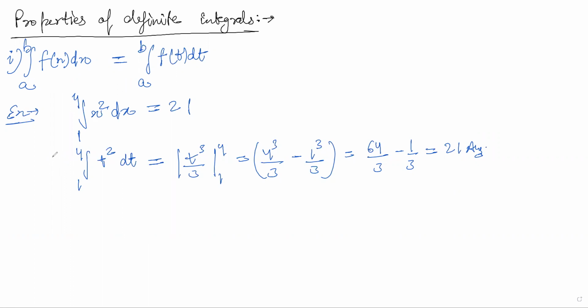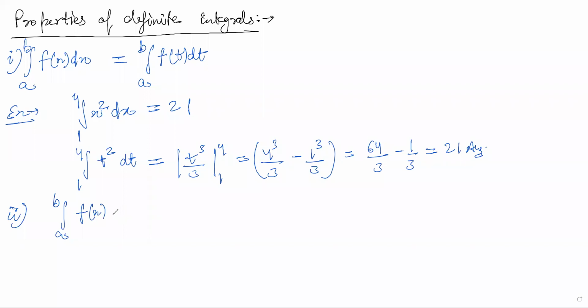So as long as the function is the same and the limits are the same, the answer will be the same. The first property says this. This is a very basic property. You will not be using it a lot, but you need to understand that as long as the limits and functions are the same, the answer will be the same. Now the second property. This is also a very basic property.